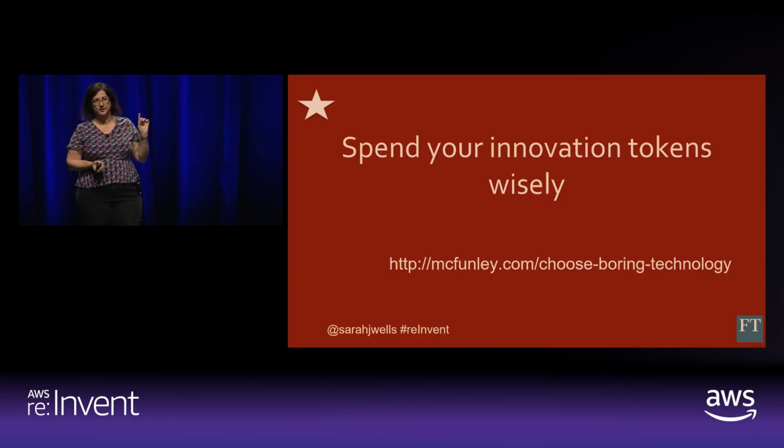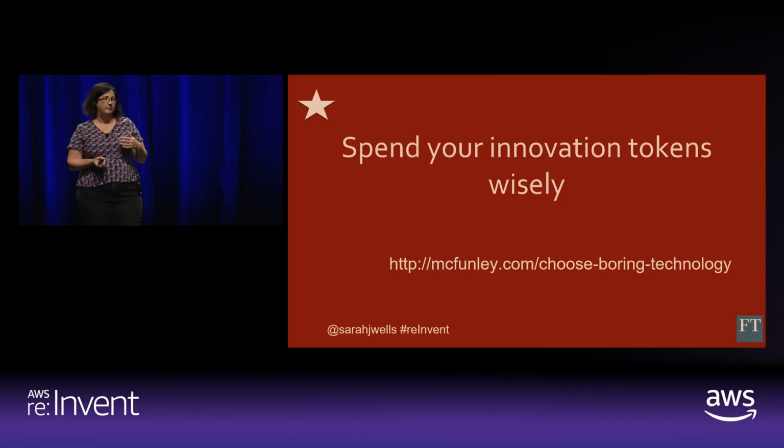This is a great blog post from Dan McKinley, who at the time was working at Etsy. I really recommend reading it. It talks about innovation and says you can't do innovation everywhere at the same time, so you need to pick what things you're going to innovate on. Think about the fact that you have a couple of tokens. What are you spending them on?